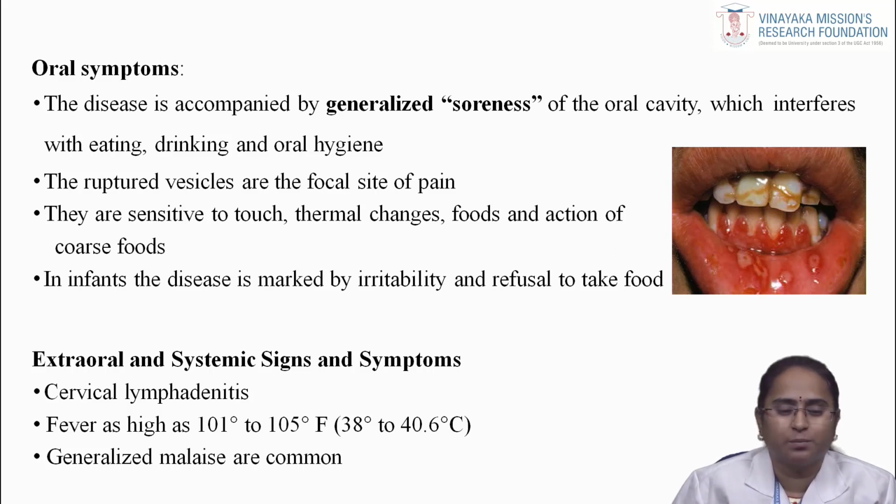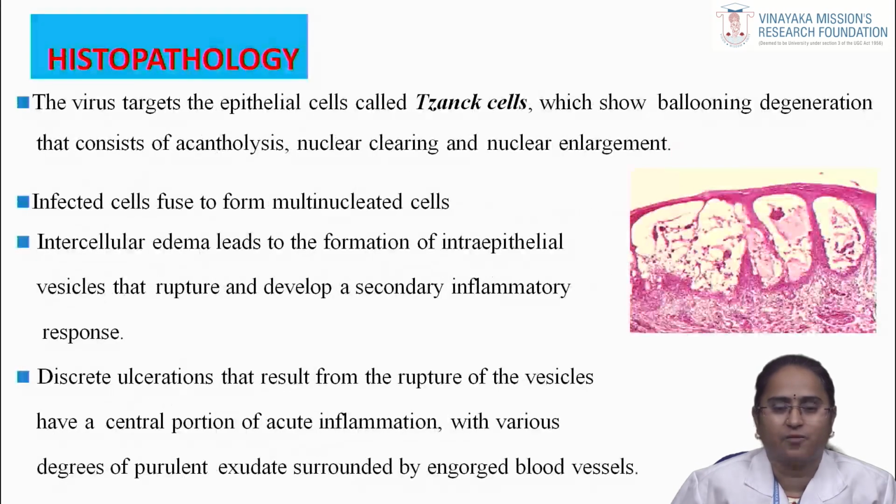And coming to oral symptoms, this is accompanied by general soreness of the oral cavity which interferes with drinking, eating and chewing. Ruptured vesicles will be the focal site for pain. These are extremely sensitive to touch, food and the action of coarse foods. In infants, this disease is marked by irritability and refusal to take food. And coming to the extraoral signs and symptoms, there will be cervical lymphadenitis, fever and generalized malaise.